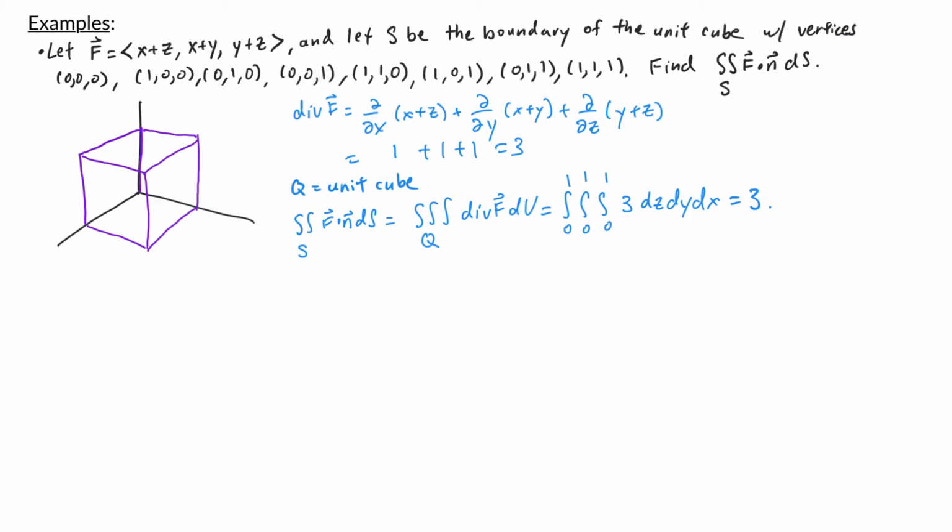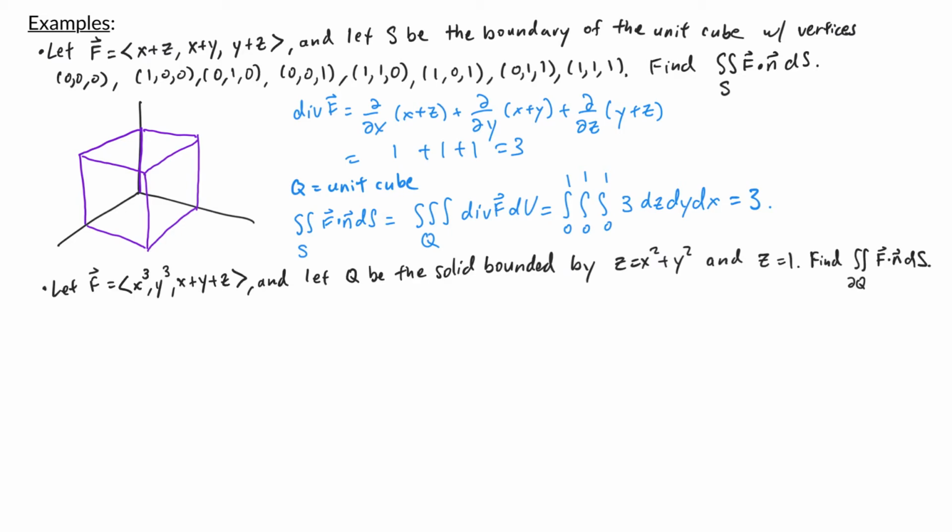Let's look at one more example. So here we have a vector field F with components x cubed, y cubed, and x plus y plus z. And we have a solid Q bounded by the paraboloid z equals x squared plus y squared and z equals 1. We're asked to find the flux of F over the boundary of Q. So let's start by looking at a picture.